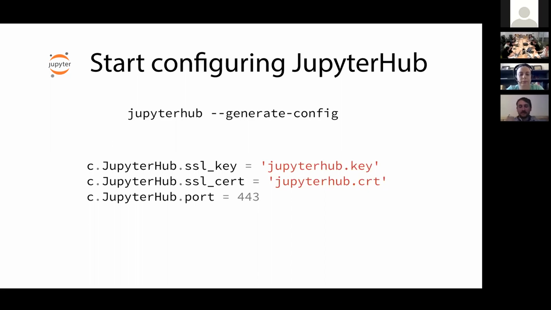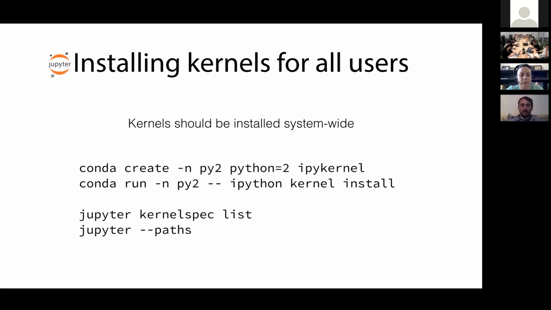So the basics of running with SSL: this would be the config you need to run with SSL on the default HTTPS port. You generate a config file with the generate config command, just like all the other Jupyter applications. For a system-wide installation, you want to make sure that you install kernels and kernel specs system-wide, which may not be the default behavior for some kernel installations like Julia and R. The same is true of extensions. You can install and enable extensions system-wide as well for JupyterHub users.